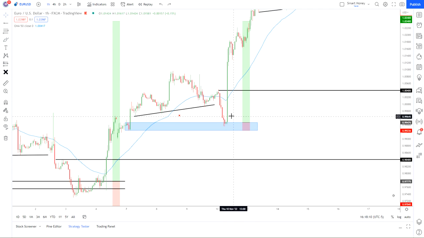And again, news is just the excuse to push price in the direction it was always meant to go. So if the news was bullish, it could still push price short, but it's probably to mitigate something, take liquidity, and then move it in the overall direction.